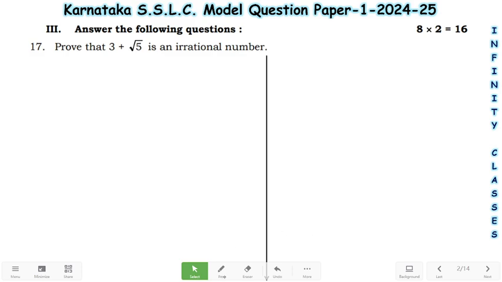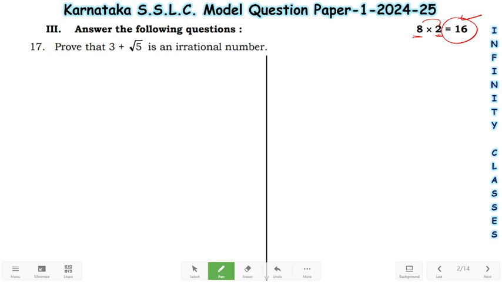Here, this question number third, totally you will get 8 questions. In these 8 questions, each question carries 2 marks. 2 8s are 16. It means each question carries 2 marks here. So you will get 16 marks in this main question, that is third question. So first question is 17th question.